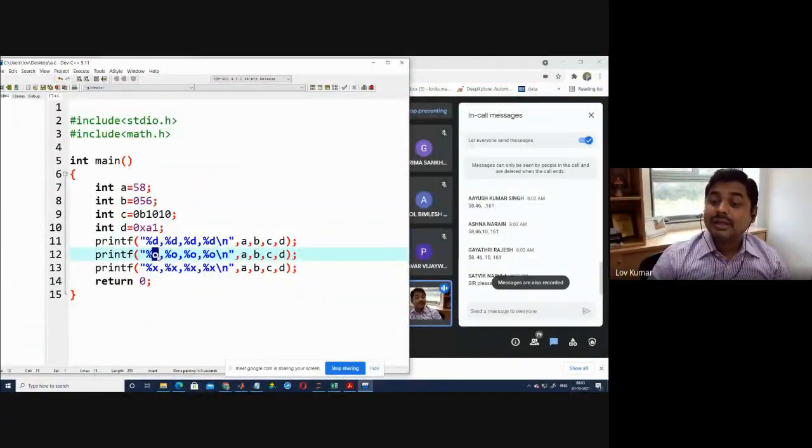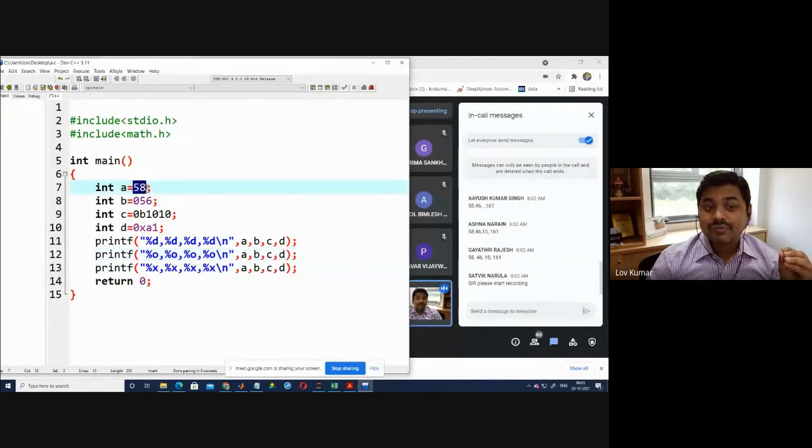O means it will print the number in octal format. Okay. So what value will it print for the second one? What is the octal representation of 58? Anyone? How can we write 58 in octal format, meaning how can we write 58 in base 8?